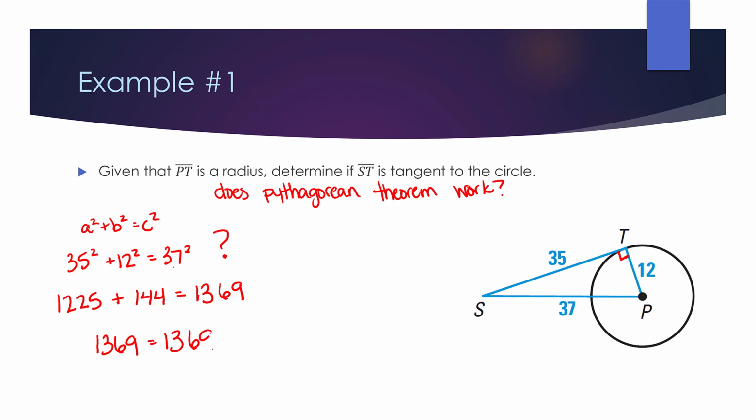So what we find is that each side of this equation comes out to equal 1,369. And that means that yes, this is tangent. If the Pythagorean theorem works, then we are tangent to the circle. So yes, ST is tangent. If those numbers did not come out the same value, then it would not be tangent.